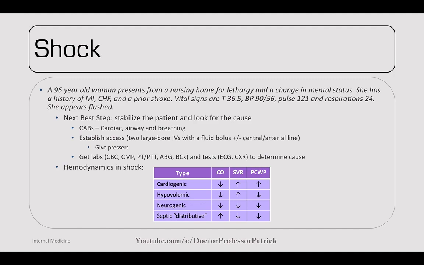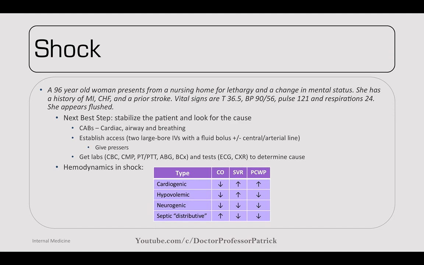So we're going to move into shock now. So we've got a 96-year-old woman presenting from a nursing home for lethargy and change in mental status. She's got a history of MI, CHF, and a prior stroke. Her vital signs are temperature of 36.5, BP of 90/56, pulse of 121, and respirations of 24. She appears flushed. So your next best step is to stabilize the patient and determine the cause of shock.